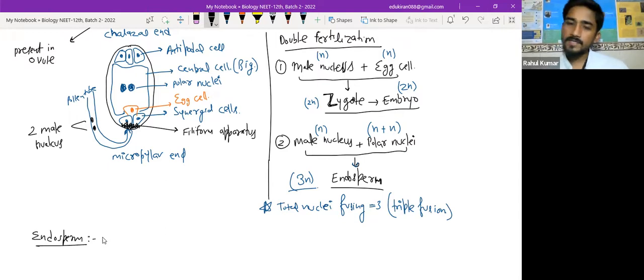Endosperm. It is a triploid tissue formed as a result of triple fusion during the double fertilization event.